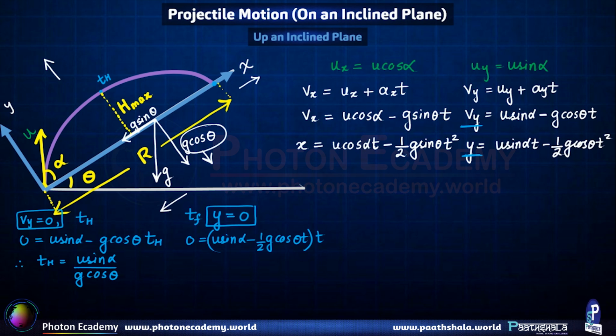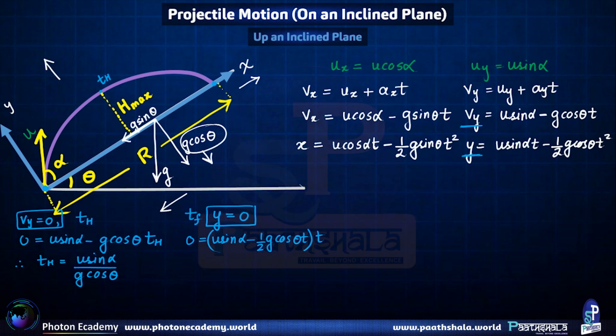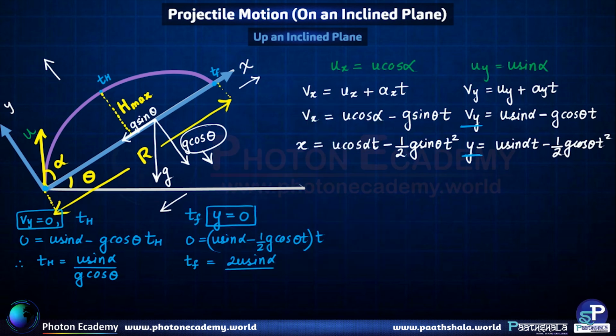T equal to 0 corresponds to the initial point, and this bracket equal to 0 corresponds to the point wherein we get the time of flight. So the time of flight happens to be equal to Tf, which is 2u sin alpha upon g cos theta.